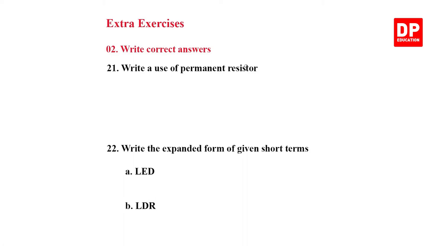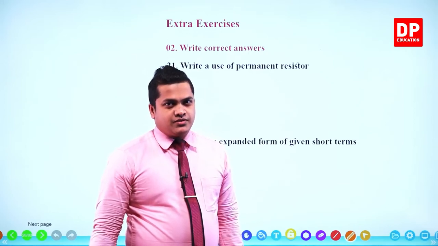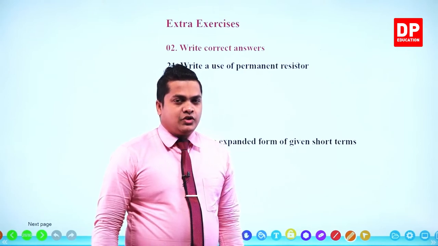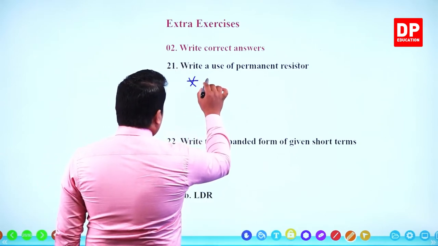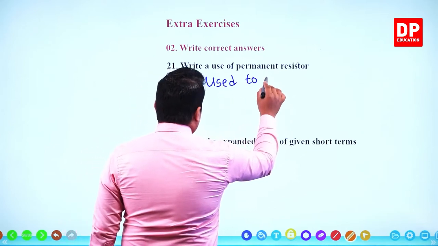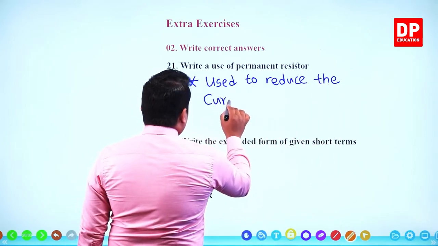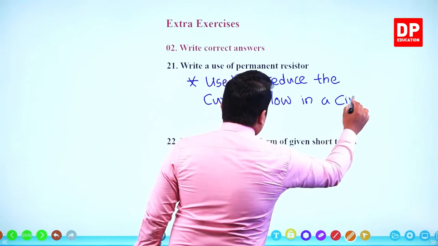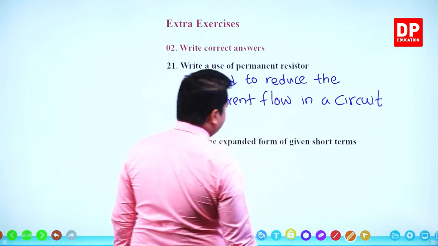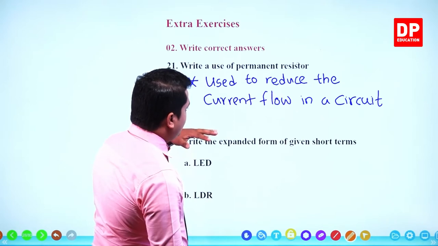Try to use a permanent resistor. So, we use a permanent resistor in order to control current in a circuit. Right, so that is the main use of the permanent resistor. Actually, it's been used to reduce the current flow in a circuit. So we can write: used to reduce the current flow in a circuit. So permanent resistors are used to reduce the current flow in a circuit.